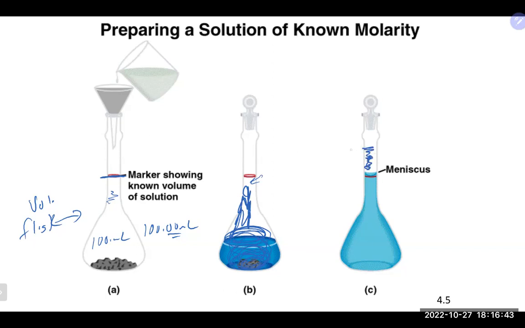can you just pour some out to the line? You cannot, because your solid or solute has already dissolved and you're pouring out your solute, which means it will no longer be the correct molarity. So don't do that tonight. So be very careful, go slow, try to get the meniscus at the line.